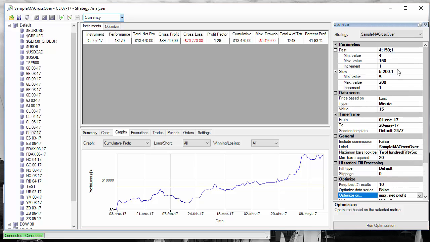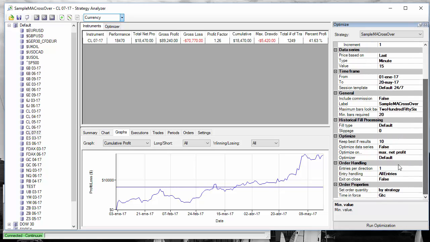And this method, the default, tries all the combinations from 4 to 150 multiplied from 5 to 200. So it is going to test 4 with 5, 4 with 6, and so on. Then 5 with 5, 5 with 6. So we have 146 multiplied by 195 possibilities. So there are a lot of backtests to try.